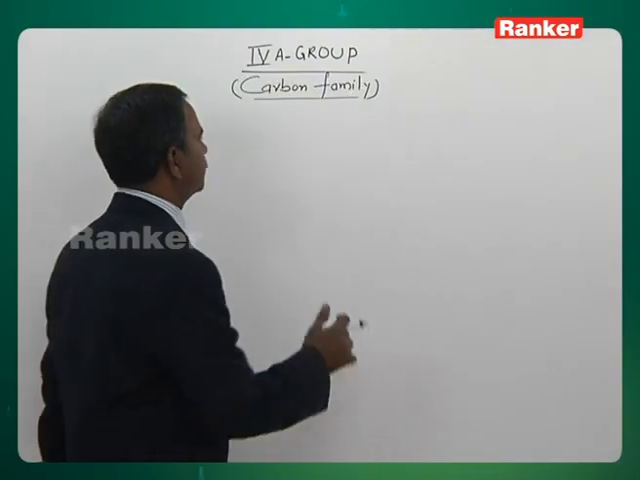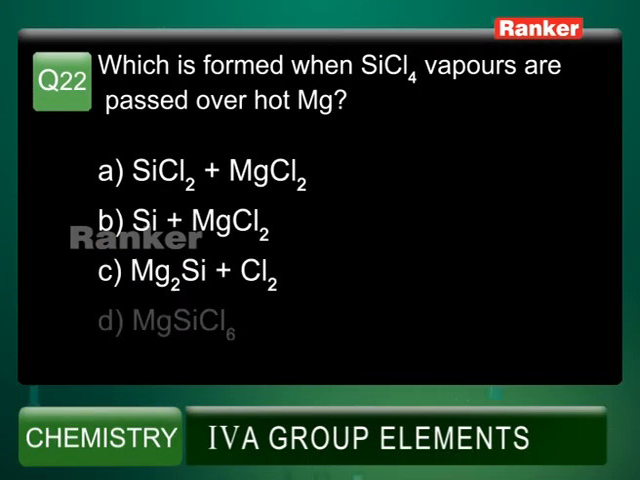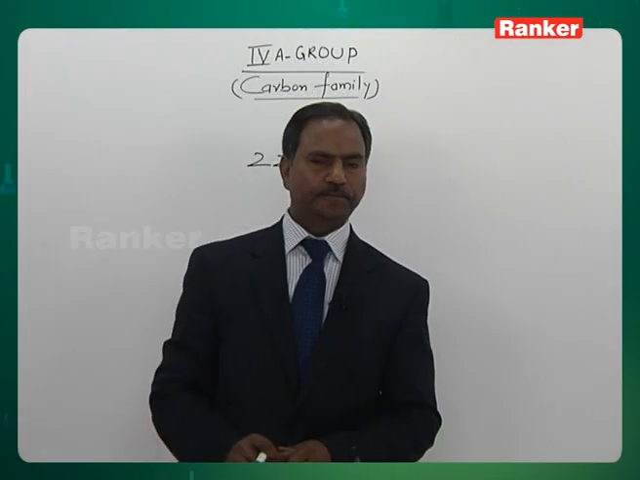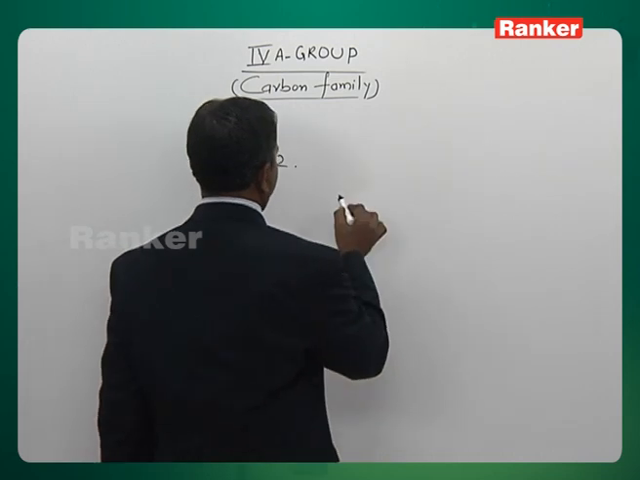Question number 22, which is formed when SiCl4 vapors are passed over hot magnesium. A is SiCl2 plus MgCl2, B is Si plus MgCl2, C is Mg2Si plus Cl2, D is MgSiCl6. Now, SiCl4 reacts with what? Magnesium.